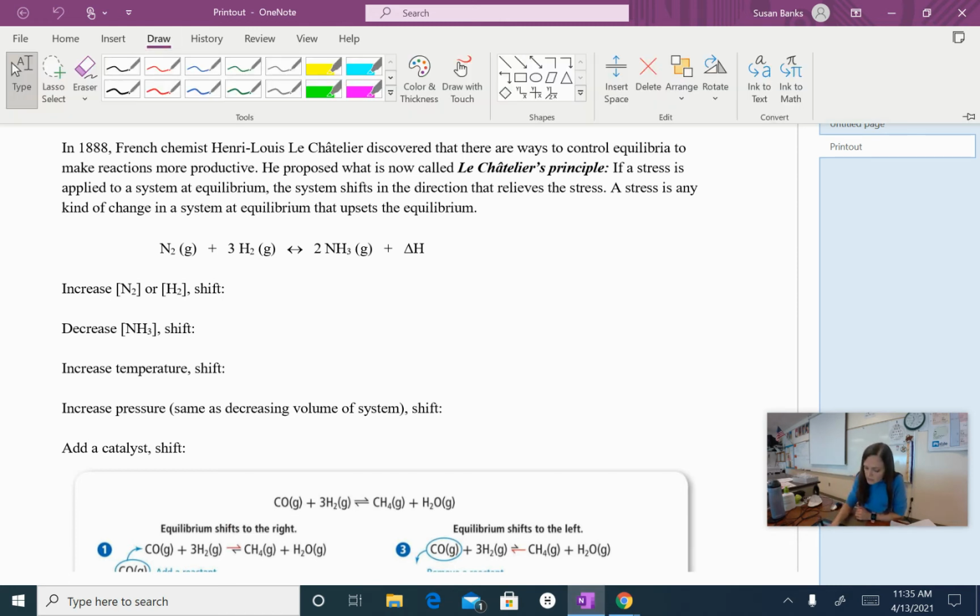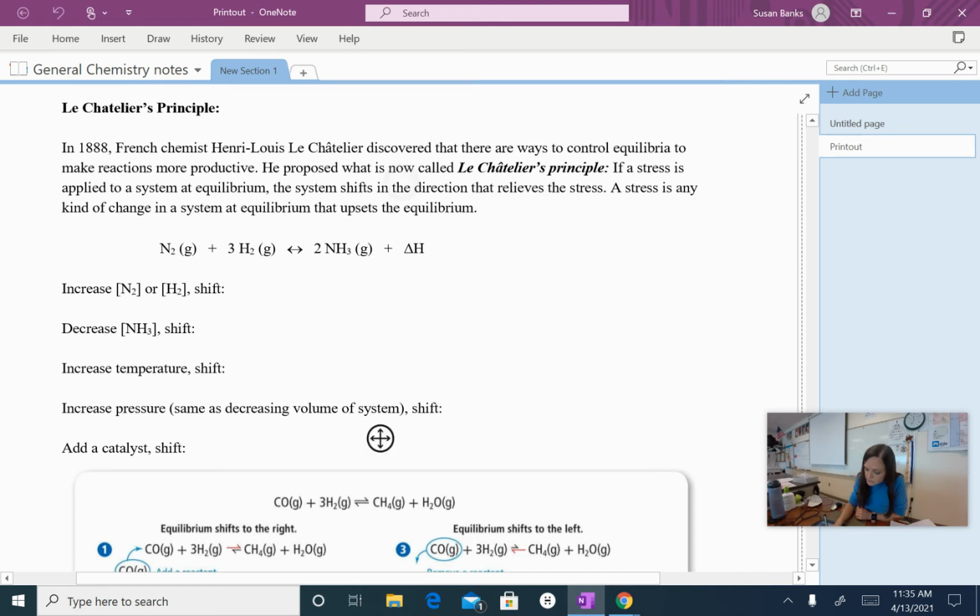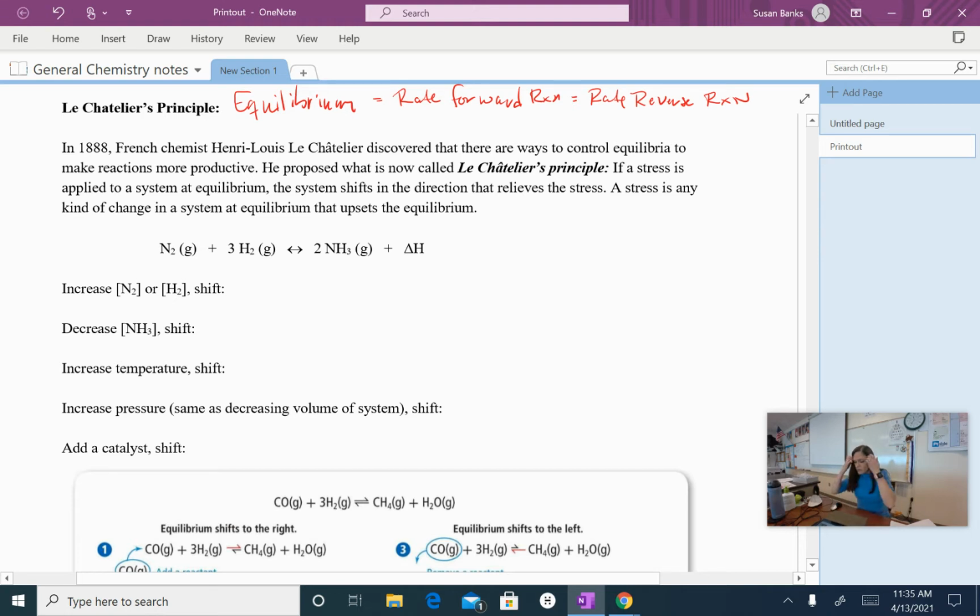So let's get a pen here. So equilibrium is where the rate of the forward reaction is equal to the rate of the reverse reaction. Okay, so it appears as if nothing is changing, but individual molecules are still reacting and still making products and still going back to reactants.